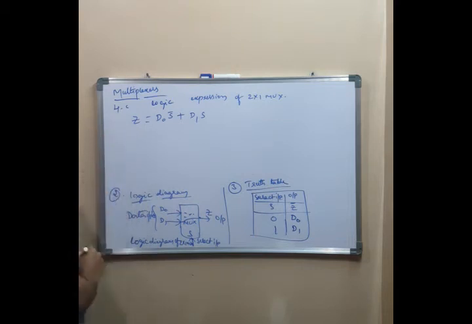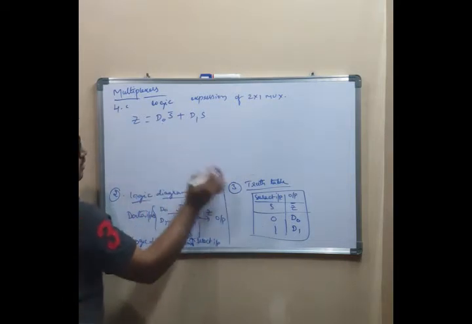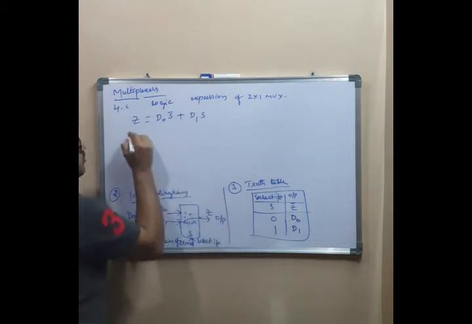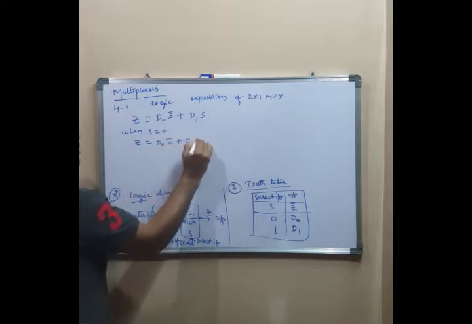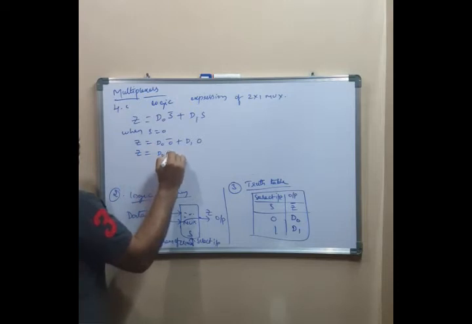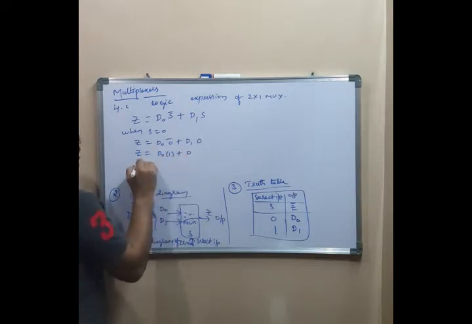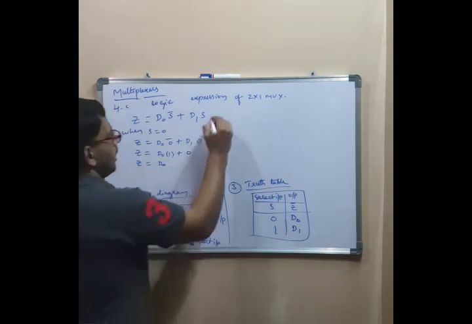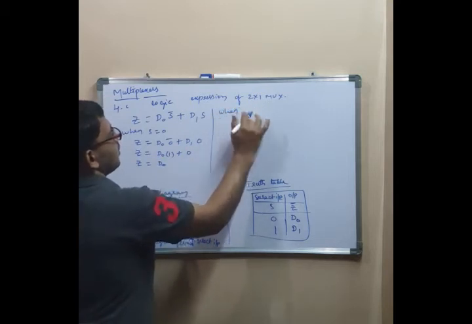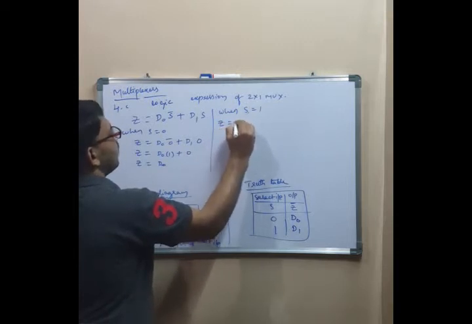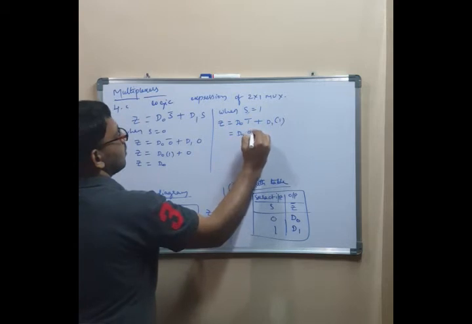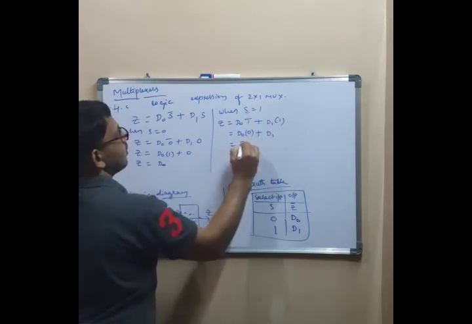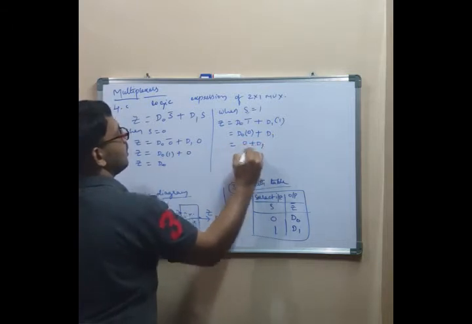So the fifth step is verification, before drawing the logic circuit. Now substitute the values in this, to see whether you are getting the output properly or not. When S is 0, Z is equal to D0 into 0 bar plus D1 into 0. Z is equal to D0 into 1 plus 0. Z is equal to D0. Next, when S is equal to 1, Z is equal to D0 into 1 bar plus D1 into 1. That is equal to D0 into 0 plus D1, which is 0 plus D1, equal to D1.